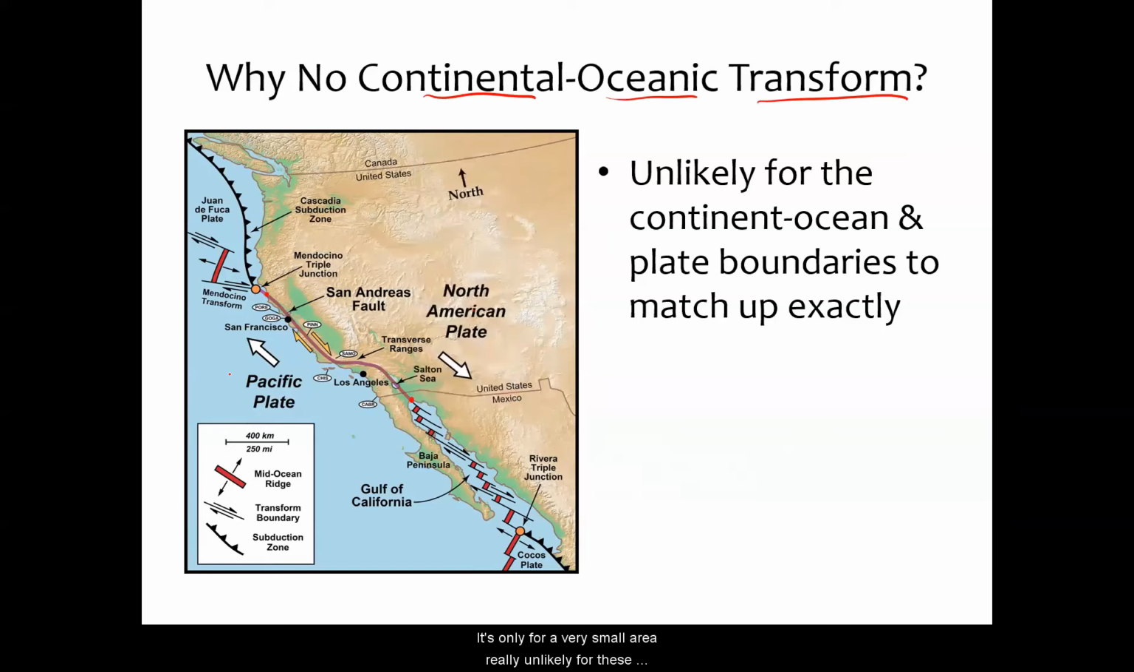And it's only for a very small area. It's really unlikely for these boundaries, the continent-ocean and the plate boundaries, to match up exactly. Like we saw before, any given plate can consist of both continental and oceanic crust, and it's unlikely that the boundaries will exactly match up. So even here, which is about as close as we get, most of this length is like a continental transform. And then just offshore, like this part here, it's already more like an ocean transform.